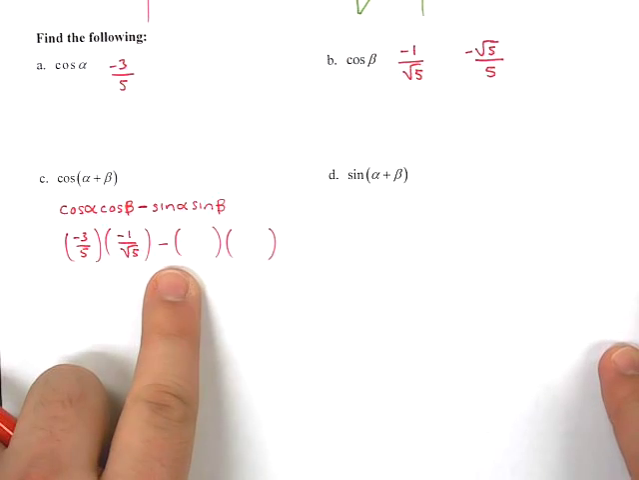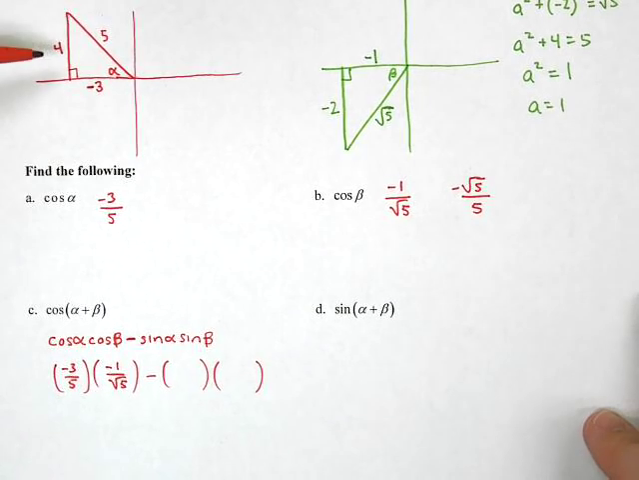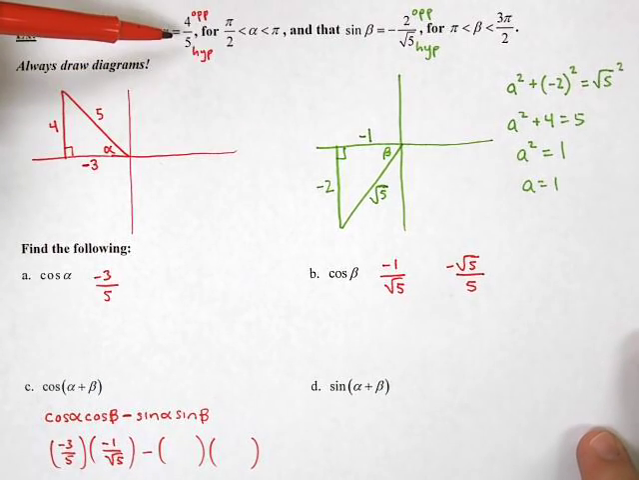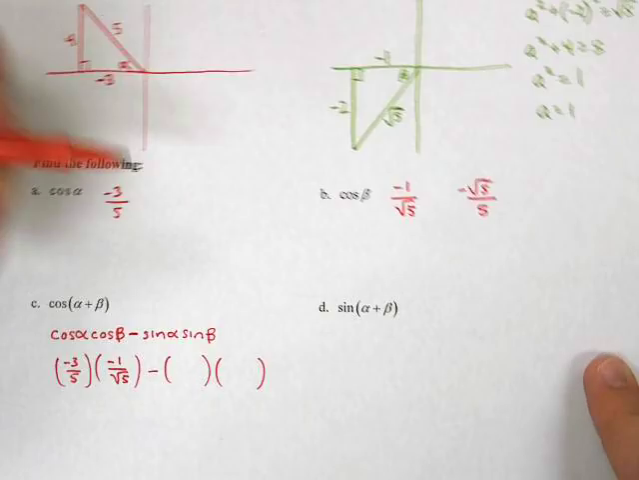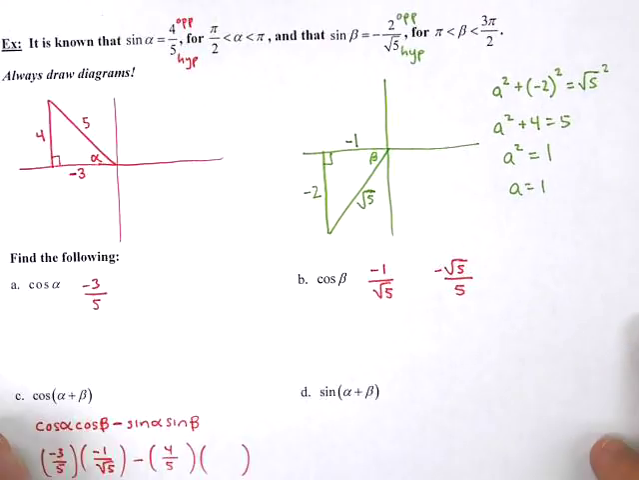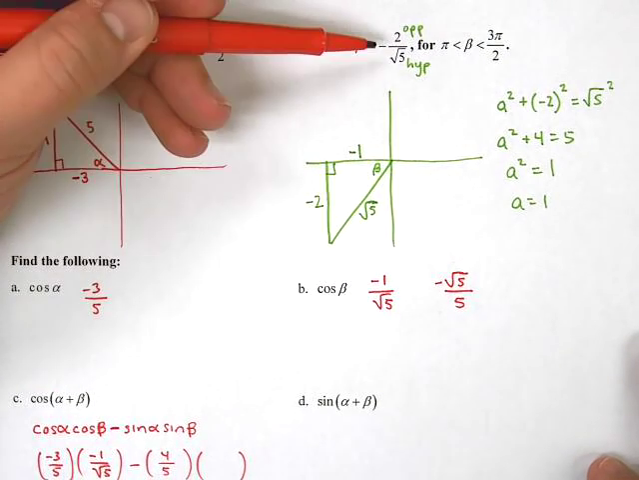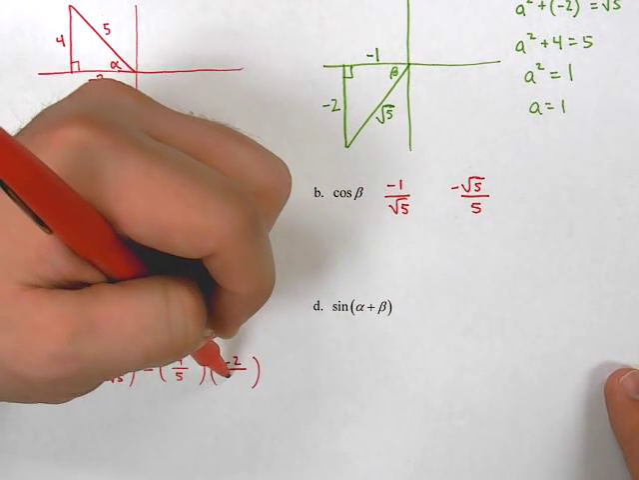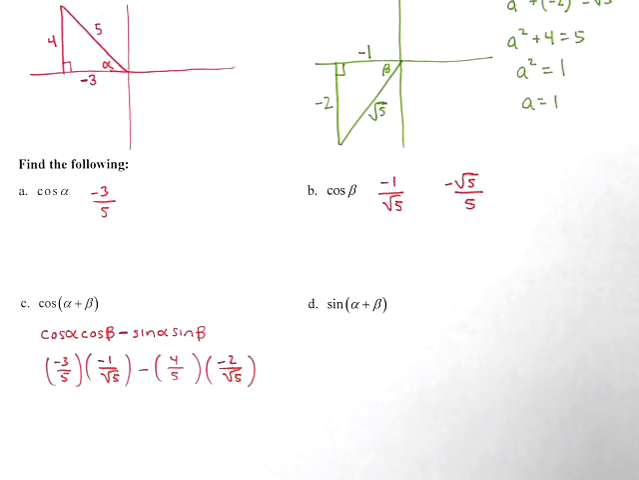When I take a look, sine of alpha, well, I can either look at my picture or I can look at the original problem, and I can see that my sine of alpha is 4/5. And same thing with sine beta. I can look at the original, I can look at the picture. Either way, I should get negative 2 over root 5. Now we just clean this up.